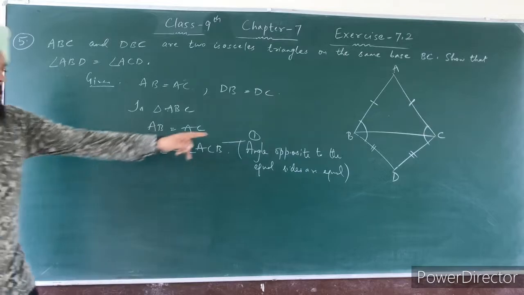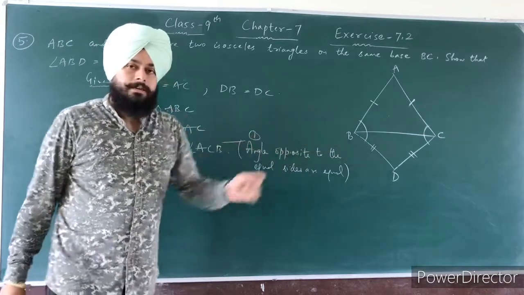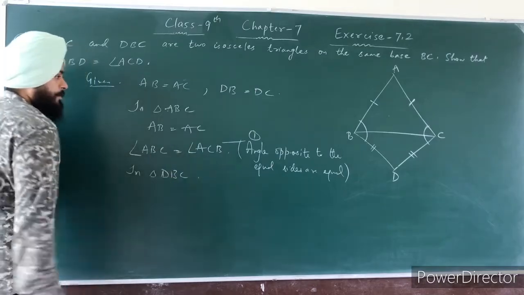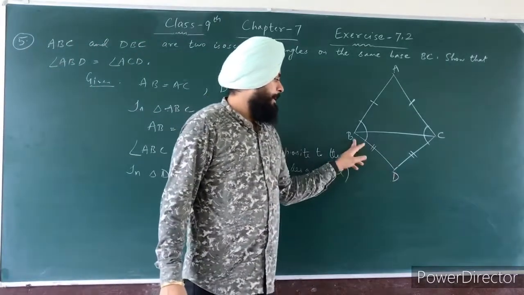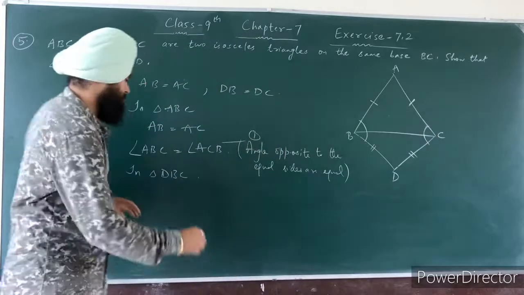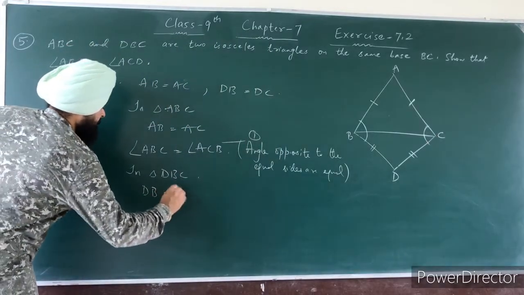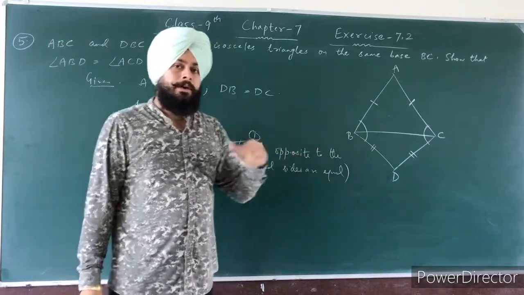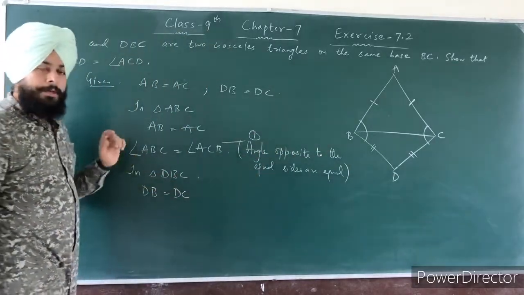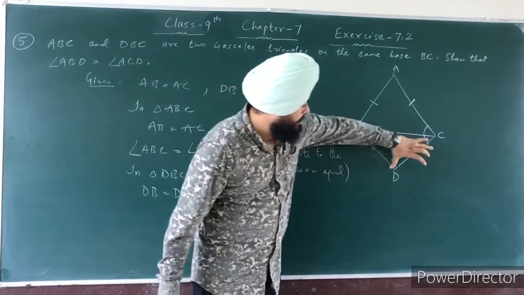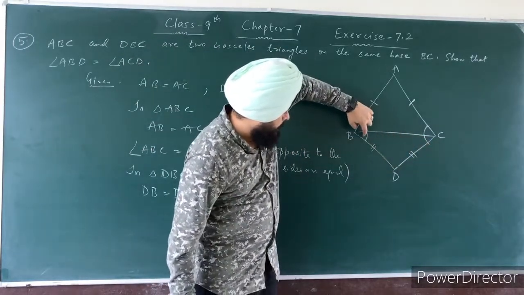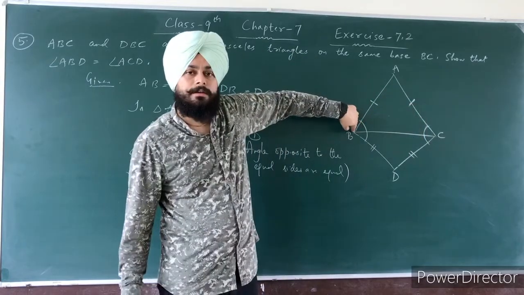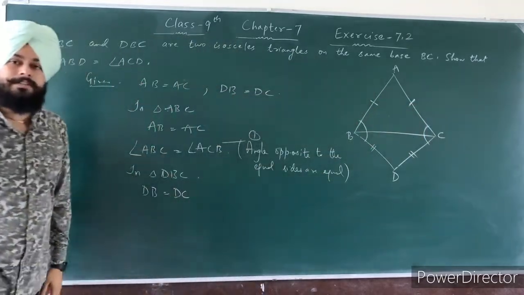Now in the second triangle DBC, which two sides are equal? Side DB equal to side DC, because the triangle is isosceles. Now again you can take the same property. If DB and DC are equal, then what? Angle DBC equal to angle DCB. The reason is the same. Angles opposite to the equal sides are equal.